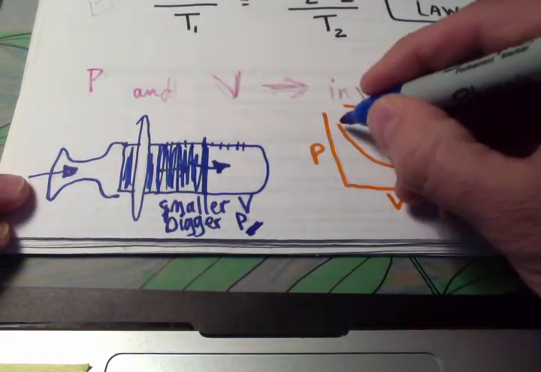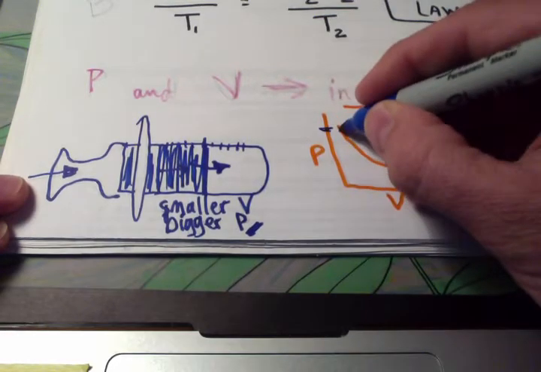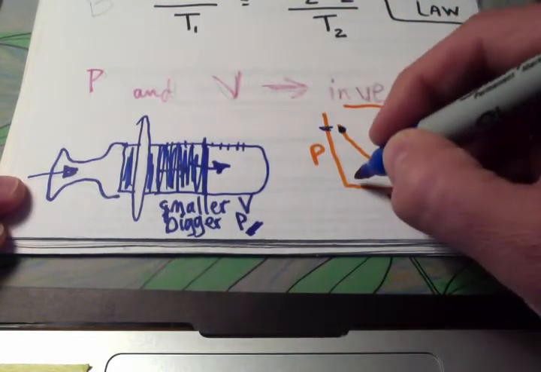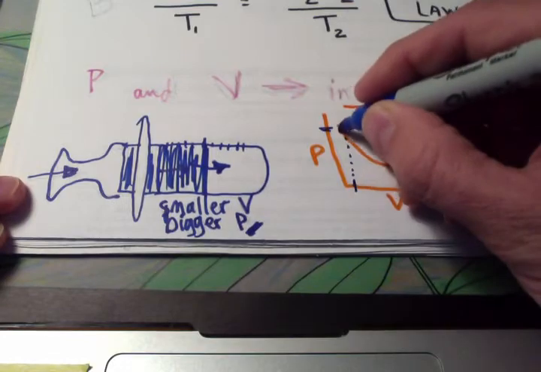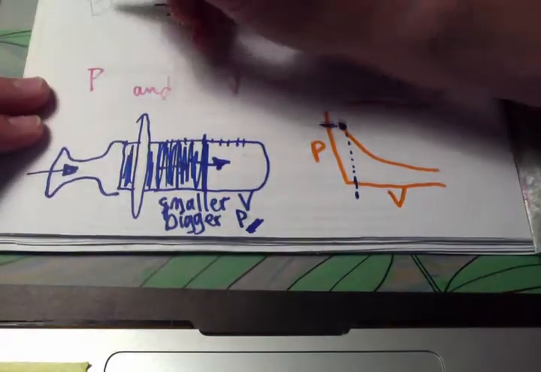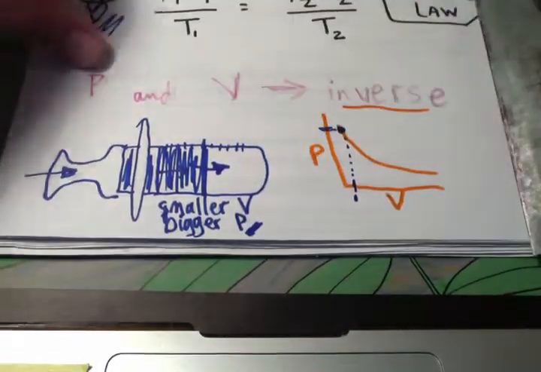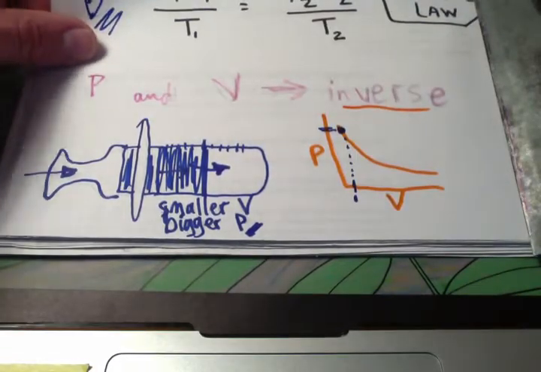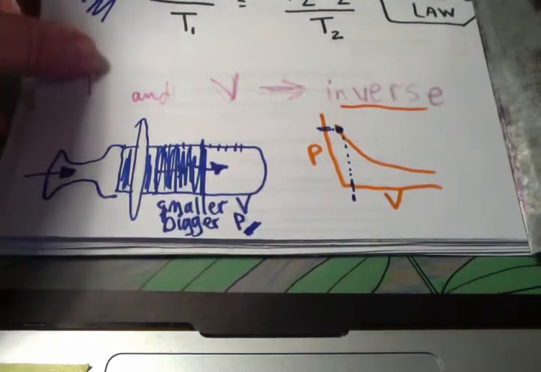So that's what I remember. You push on it, you get up here where your pressure's high, and that corresponds with a tiny little bit of space. As you let it go, you didn't apply as much pressure.